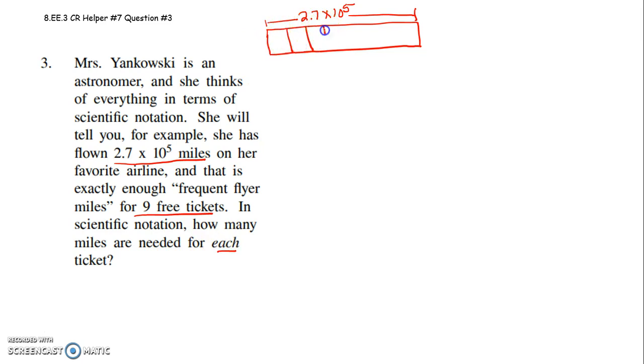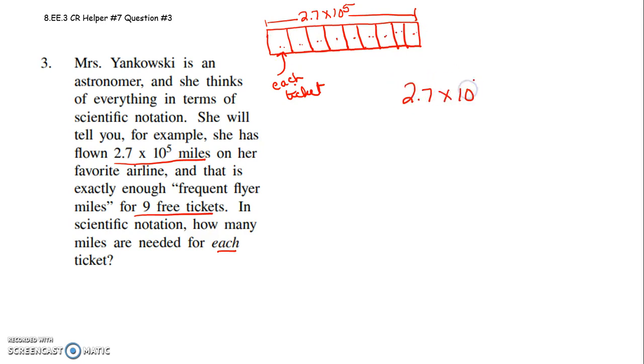1, 2, 3, 4, 5, 6, 7, 8, 9. These should be 9 equal parts. My rectangles don't look equal, but these should be 9 equal parts. If I break it up into 9 parts, I'll know how much just one ticket would cost. So each little part of my tape diagram represents the number of miles required for each free ticket. So that means I just have to take my original and divide by 9.